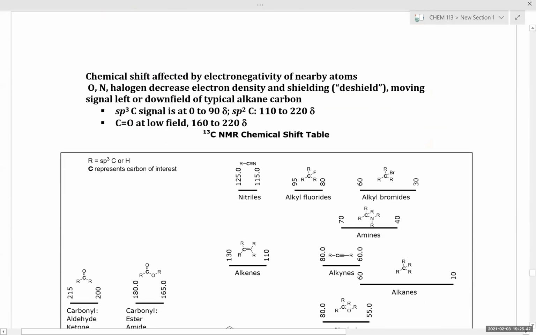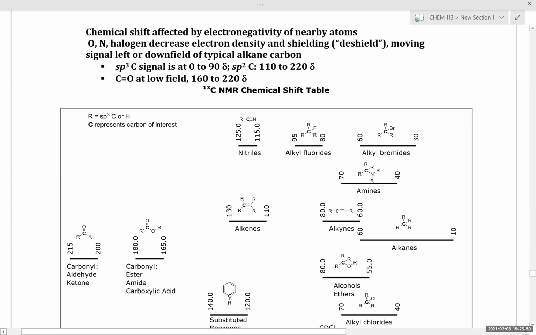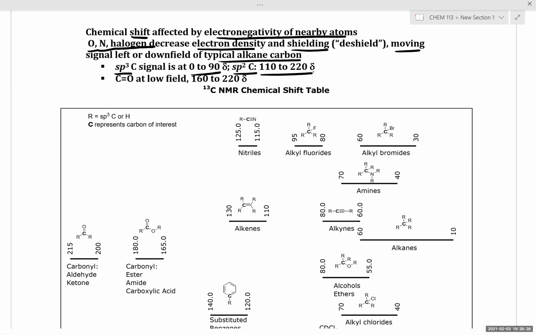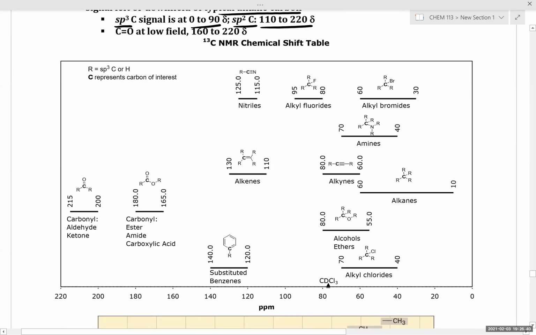Now, talking about carbon NMR, just like proton NMR, carbons attached to characteristic functional groups have unique chemical shifts. And just like proton NMR, the chemical shift is significantly affected by the electronegativity of nearby atoms. Oxygen, nitrogen, and halogens decrease electron density and shielding, moving the signal to the left or downfield of your typical alkane carbon. An sp3 carbon signal is from 0 to 90, while an sp2 carbon signal is from 110 to 220. So carbon NMR looks at the unique absorbance frequencies for different carbon-13 nuclei present in your molecule.